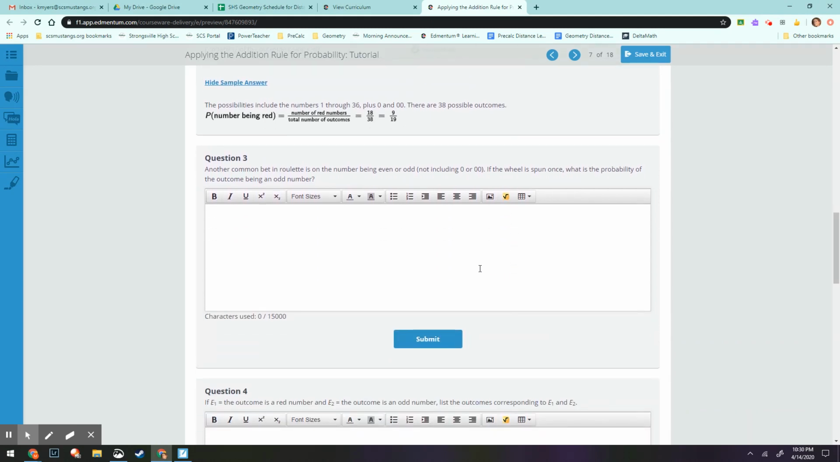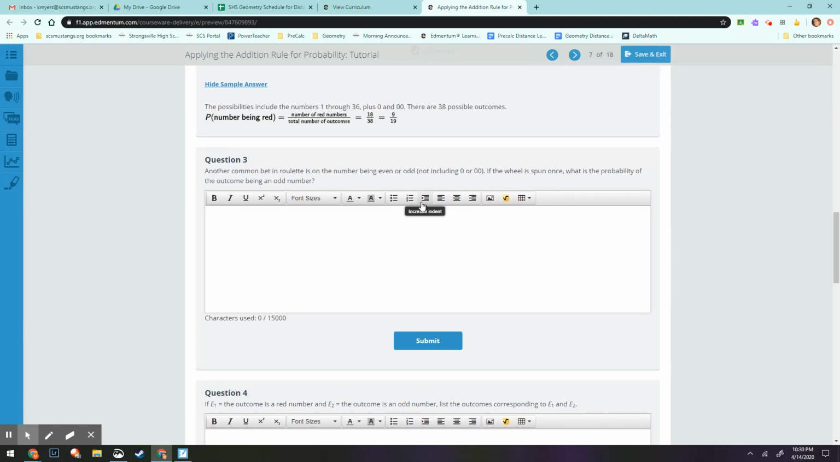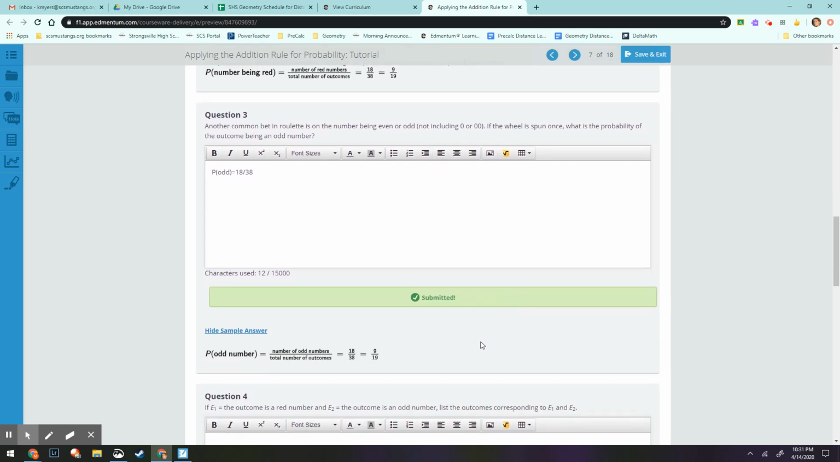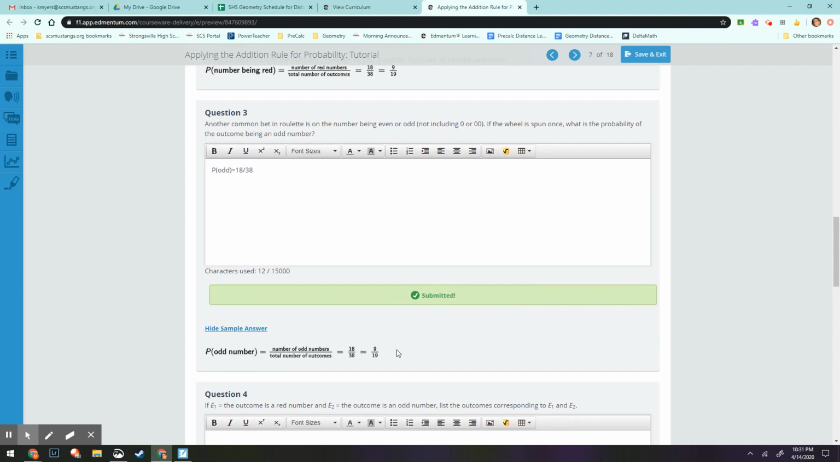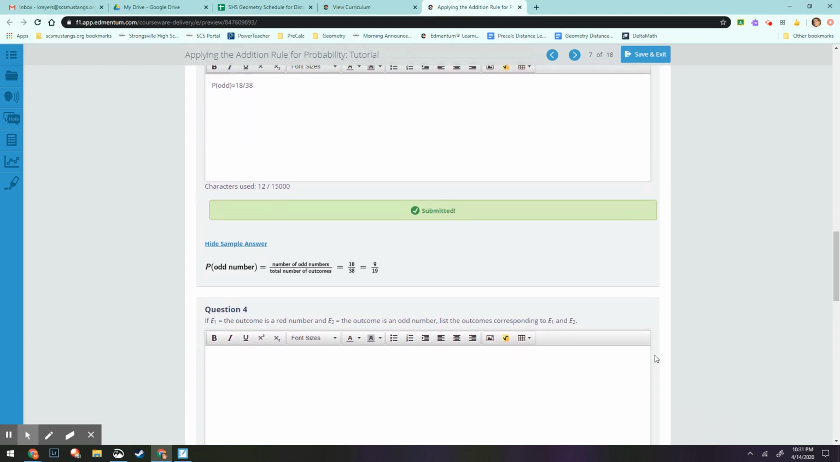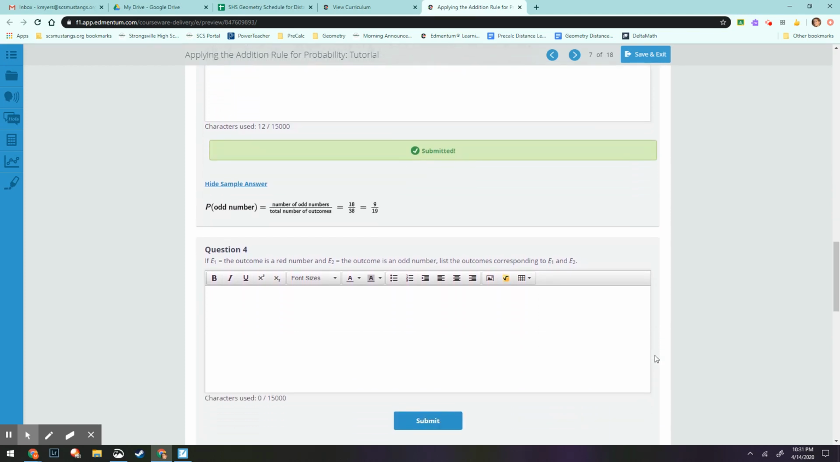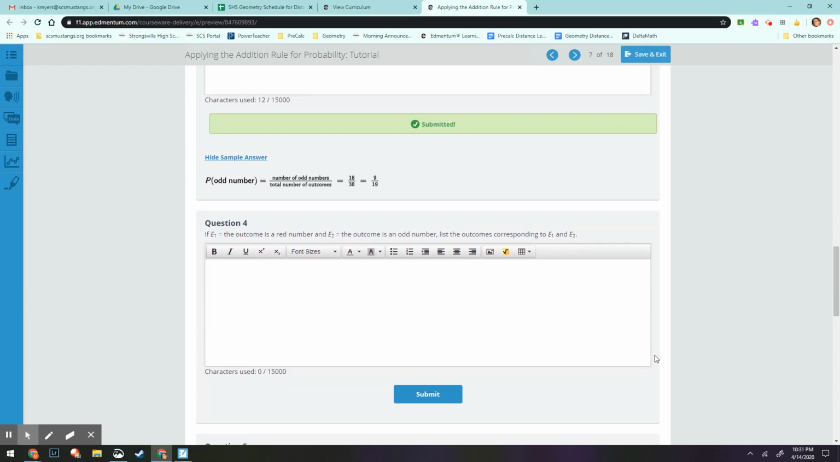Number 3, another bet you could do is even or odd, and it doesn't include 0 or double 0. Again, there are 38 possible outcomes. So if I want to do the probability of it being an odd number, again, I have numbers 1 through 36. Half of them are odd, so 18 of them are going to be odd, divided by the 38 total possibilities. So the probability of landing on red is actually the same as the probability of landing on an odd.